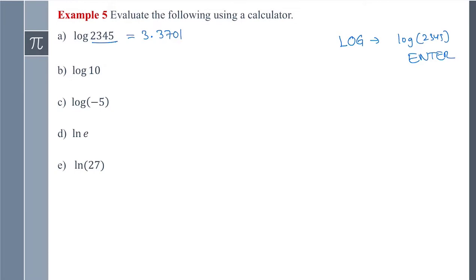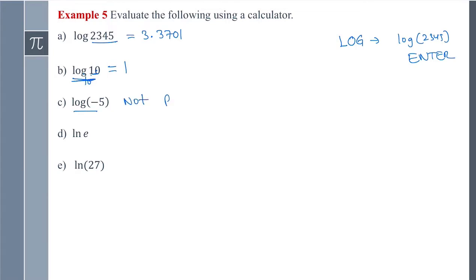Okay. Similarly, you can put this in your calculator, log of 10, but we know that log means base 10, and we have 10 here. If they match, then this must be 1. We can do that without using the calculator, but you can put it into the calculator as well. Now this one is not possible.